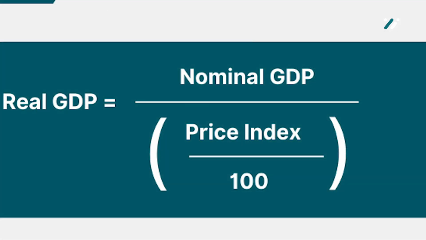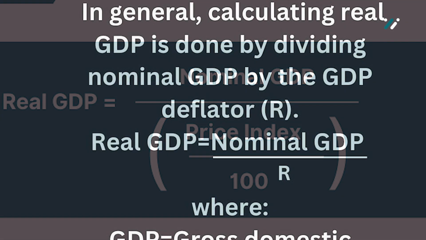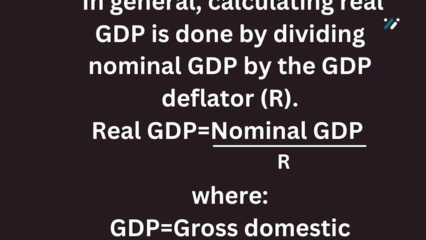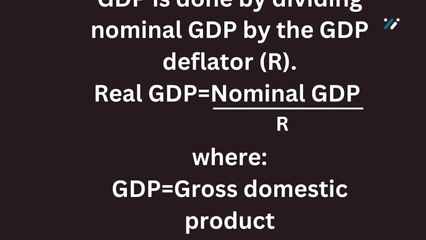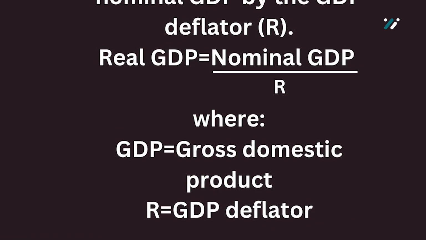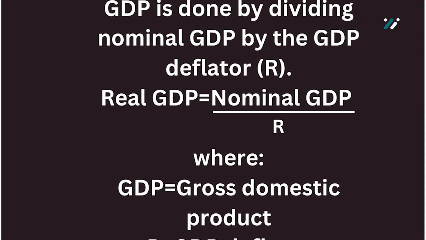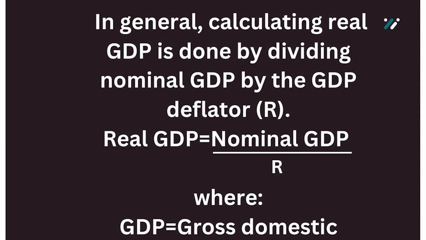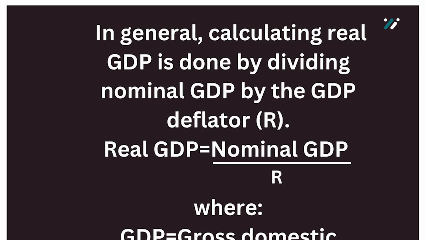Calculating real GDP is a complex process, typically best provided by the BEA. In general, calculating real GDP is done by dividing nominal GDP by the GDP deflator. Real GDP equals nominal GDP divided by the GDP deflator, where GDP stands for gross domestic product. So next is nominal GDP.